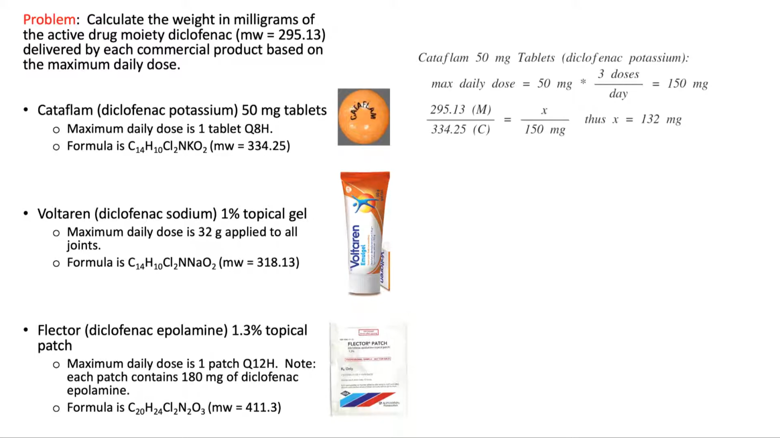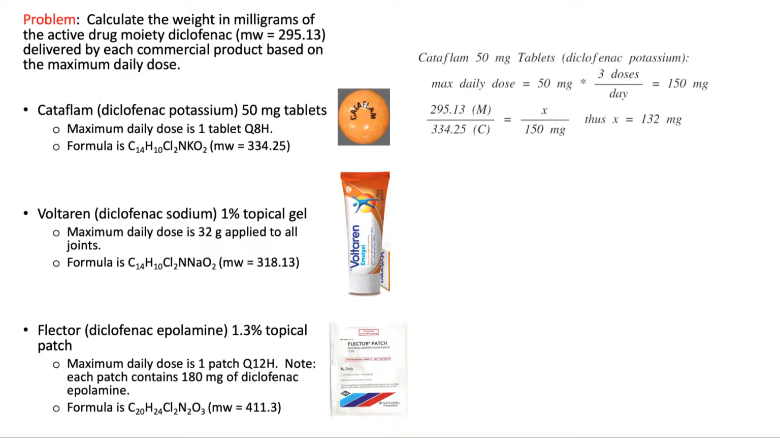Okay, so let's start with the Cataflam tablets. If we start with the Cataflam 50 milligram tablets, we see that the maximum daily dose is 1 tablet every 8 hours. So if we take a daily dose, we would take 50 milligrams times the fact that 24 divided by 8 is 3. So there are 3 doses per day when you dose something every 8 hours. So 50 milligrams times 3 doses per day gives us 150 milligrams per day. Okay. Well, that is the expression, if you will, of the compound. That is the weight of the diclofenac potassium, the 150 milligrams.